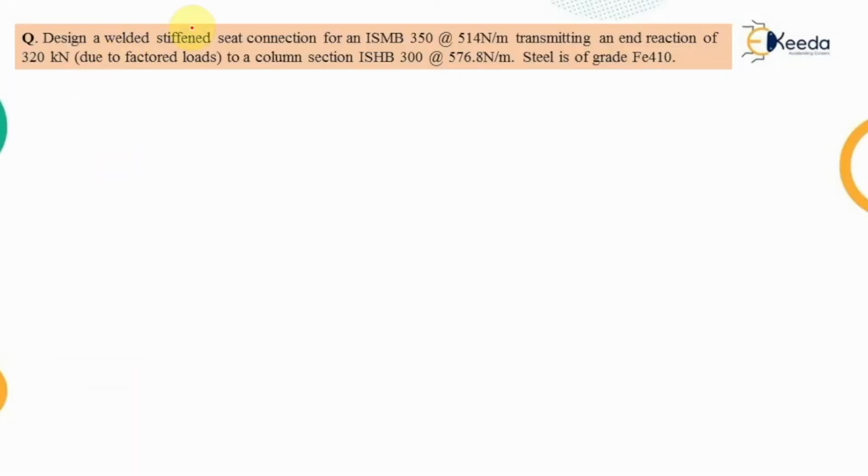The problem statement says: design a welded stiffened seated connection for an ISMB 350 mm depth at 514 Newton per meter strength, which is transmitting an end reaction of 320 kN because of the factored loads to a column section of Indian Standard Heavy Beam of 300 mm depth at 576 Newton per meter strength. The steel elements which are to be used for the connection are made up of Fe410.